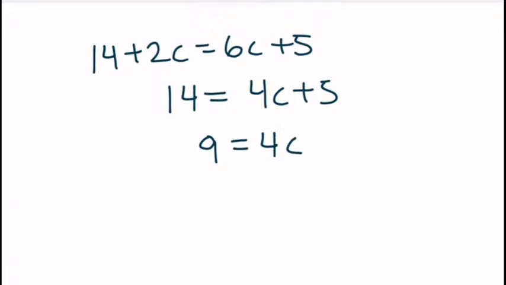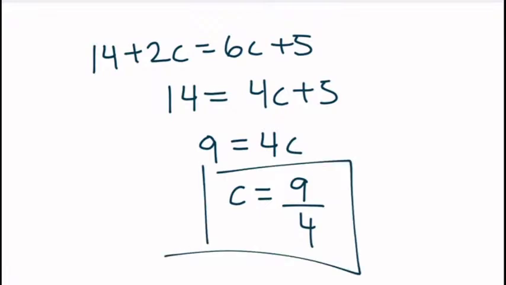And then we're going to divide by 4 on both sides so that we can isolate the variable, and you get c equals 9 over 4. And I just kind of flopped the equation around because I like having the variable that we're solving for on the left side in the end. So that's our final answer.